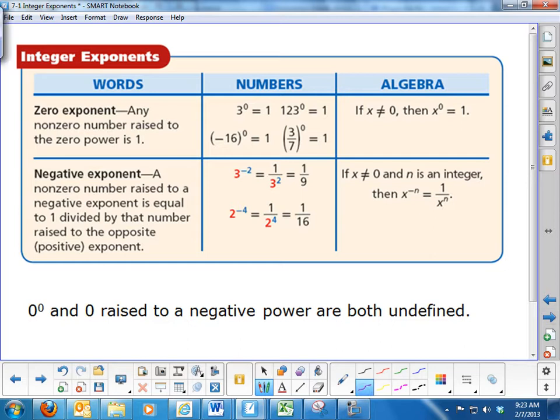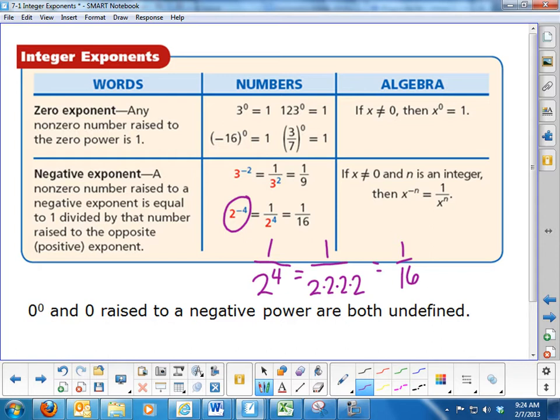To make this negative exponent positive, I'm simply going to move it from the numerator of a fraction to the denominator of the fraction, put a 1 on top, and I get 1 over 2 to the 4th, which is 2 times 2 times 2 times 2, which gives me 1/16. Okay, we do not ever want negative exponents in our answers, guys. Just like we always reduce fractions, it's just one of those things you always do.